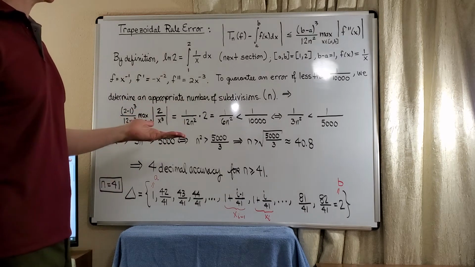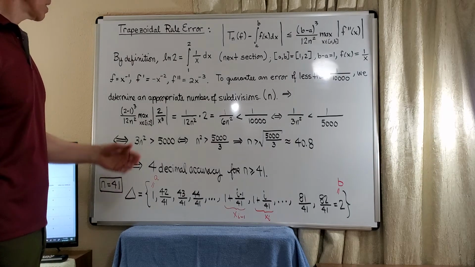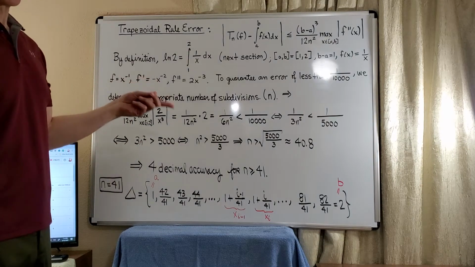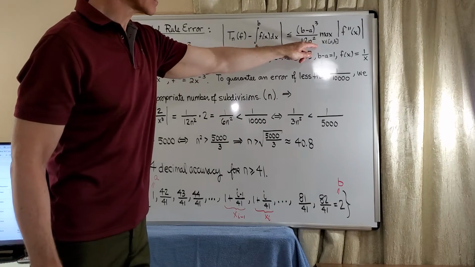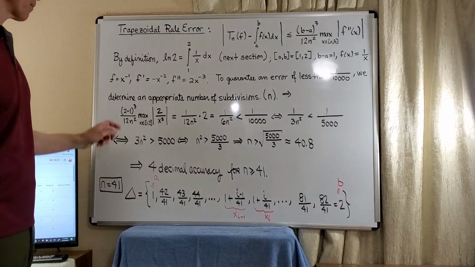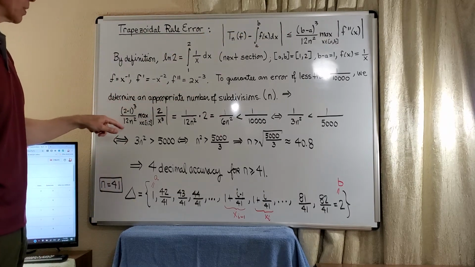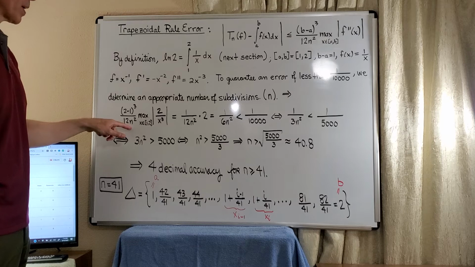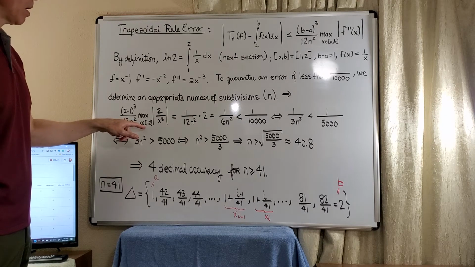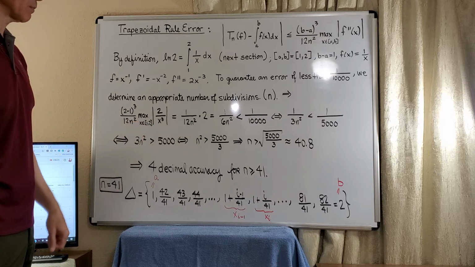And say we want to guarantee an error of less than 1 over 10,000. So what we need to do is to determine via this term an appropriate n. So for instance, let's just go ahead and fill everything in. We'll have (2 minus 1) cubed divided by 12n squared, and we need the maximum on the closed interval 1 to 2 of 2 over x cubed in absolute value.